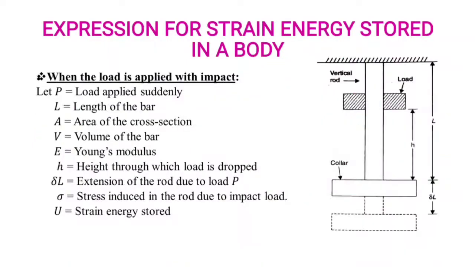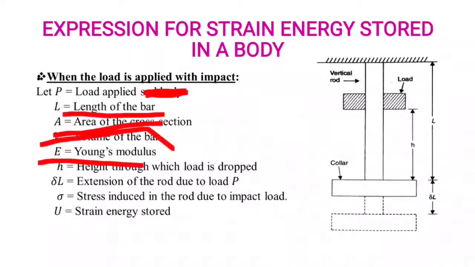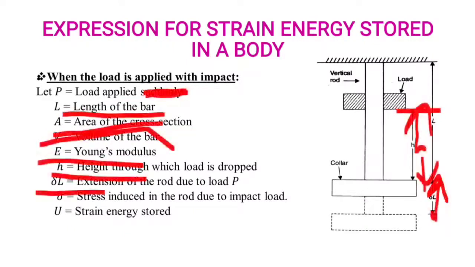Next we move to another case, when the load is applied with an impact. First we saw the suddenly applied load, now we see load with impact. P is load applied, not suddenly, load with impact. L is length of the bar, A is area of the cross section, V is volume of the bar, E is Young's modulus, H is height through which the load is dropped. This is H. Delta L is extension of the rod. Sigma is stress induced in the rod due to impact load. U is strain energy stored.